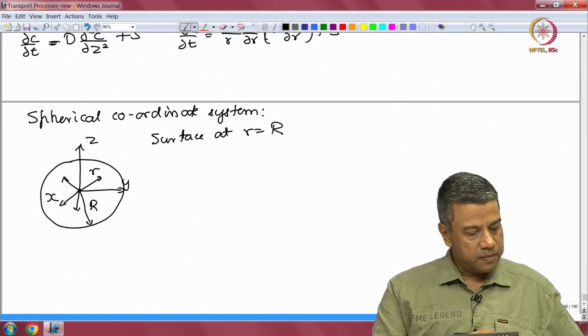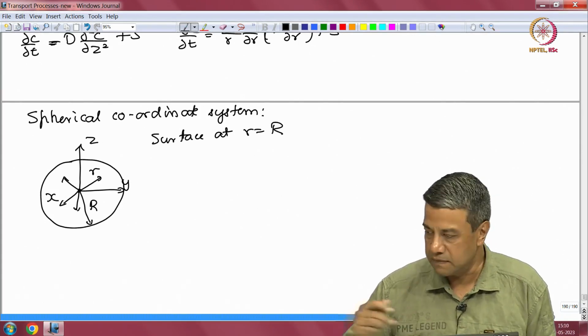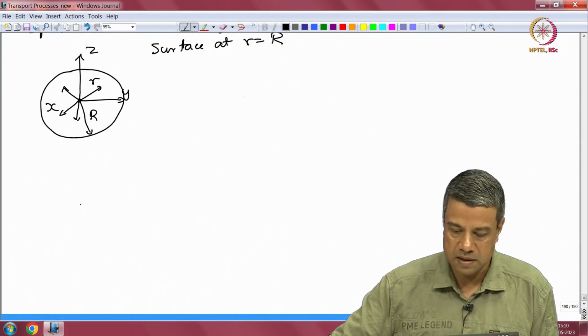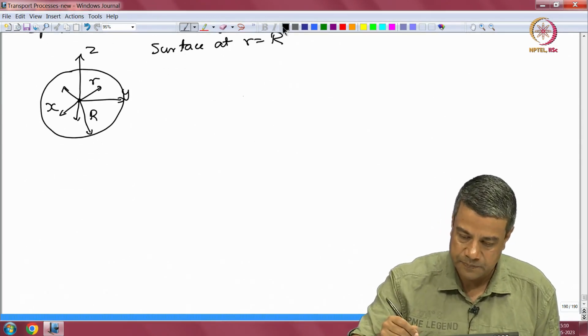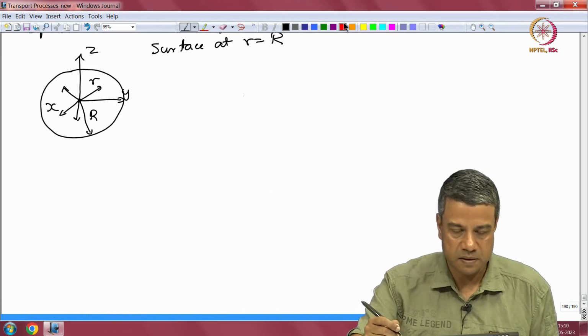So, we have to determine the conservation equation for this, and then you solve that in order to determine the solutions at steady state and so on. Okay. So, let me go through the balance equation.